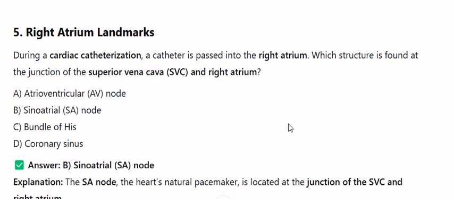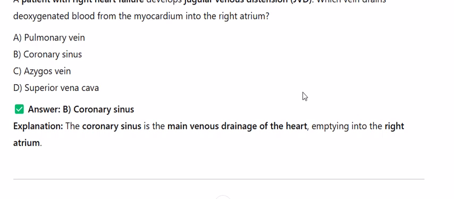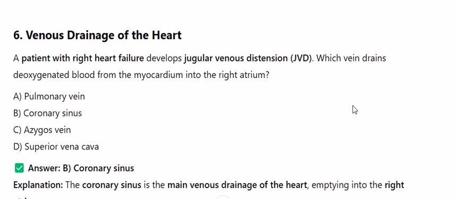6. Venous drainage of the heart. A patient with right heart failure develops jugular venous distension, JVD. Which vein drains deoxygenated blood from the myocardium into the right atrium? A. Pulmonary vein. B. Coronary sinus. C. Azygos vein. D. Superior vena cava. Answer B. Coronary sinus. Explanation. The coronary sinus is the main venous drainage of the heart, emptying into the right atrium.